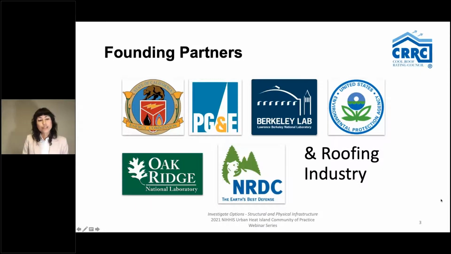The CRC was formally established back in 1998 through a collaboration of stakeholders, including government agencies, national laboratories, energy utilities, environmental advocacy organizations, and many players in the roofing industry. The primary purpose of the organization was to create a third-party rating system for the radiative performance of roofing products that would support California's energy code, and to also serve as an educational resource to the public.